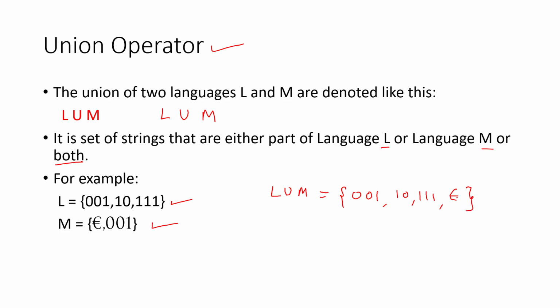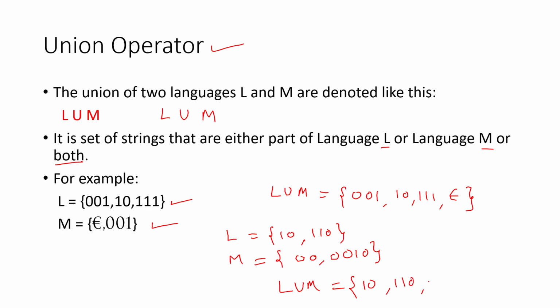So this is L union M. We have epsilon over here, then 001, which is common in both the languages, then we have 10 and 111. This is how we write union operations. Now we can take another one. Let's say we have language L equal to 10, 110, and language M equal to 00, 0010. So what is our L union M? L union M is going to be 10, then 110, then 00, then 0010. So this is how we do union operation.